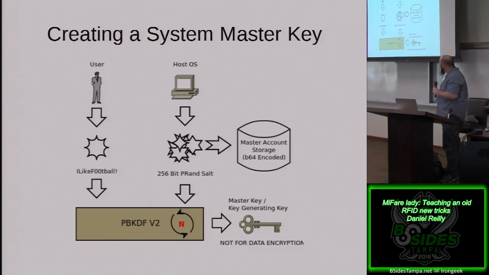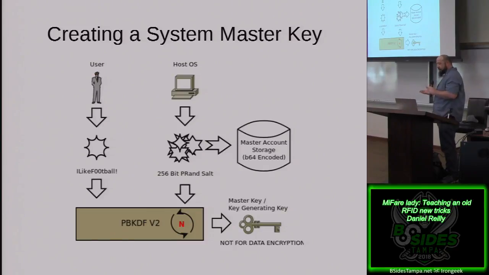gives us a 256-bit pseudo-random salt. That's 32 bytes. And that salt gets saved into the master account storage, base encoded. The password's not saved anywhere, ever. Alright, both those two pieces get fed into the password-based key derivation function. Now what's really cool is that n parameter is how many times it's going to be cycled through.